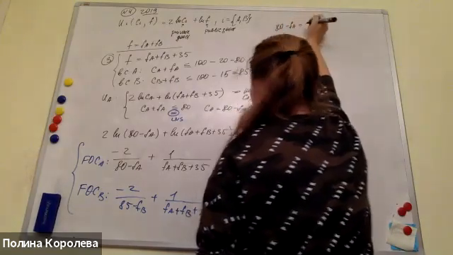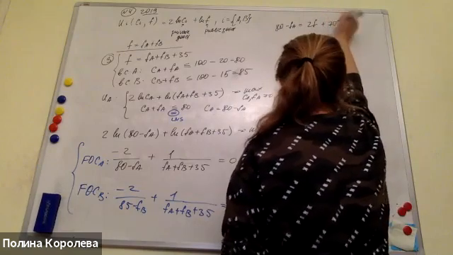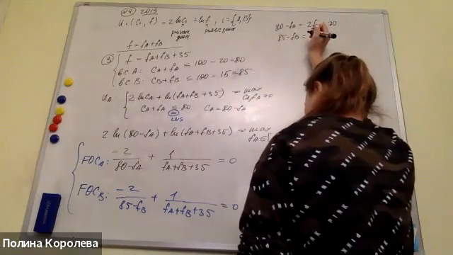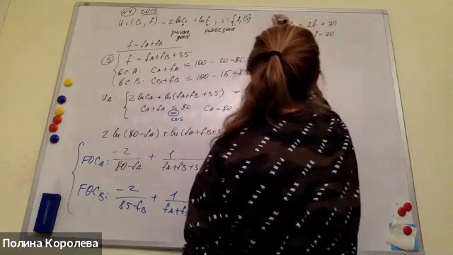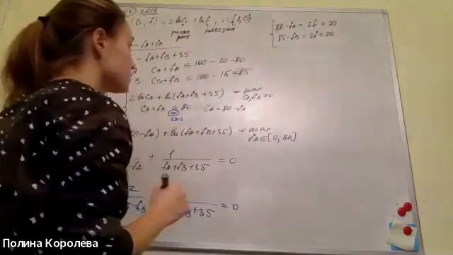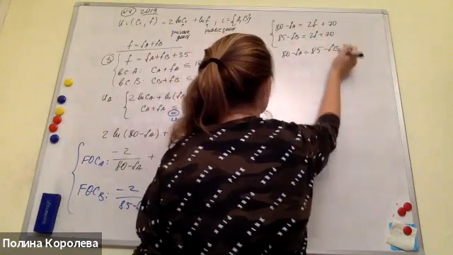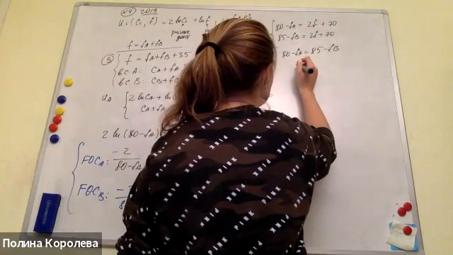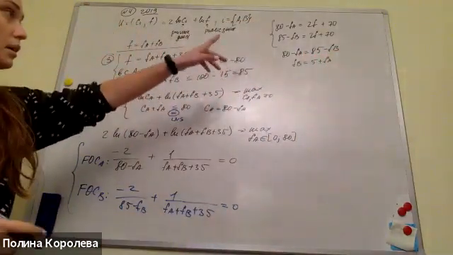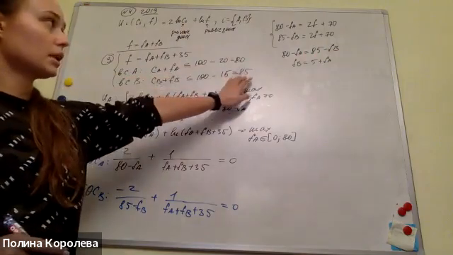80 minus FA equals 2F plus 70. And from here, 85 minus FB equals 2F plus 70. We can say that these parts are equal, so 80 minus FA equals 85 minus FB. So FB will be equal to 5 plus FA. Why? Because you see that family B will invest more than A, because B has more money, 85, and A has 80.